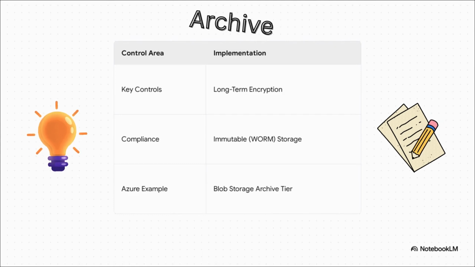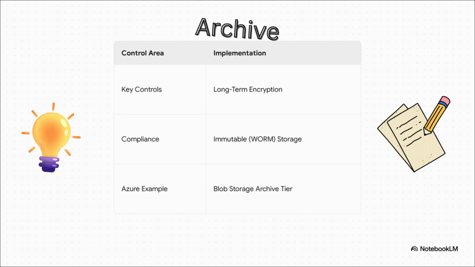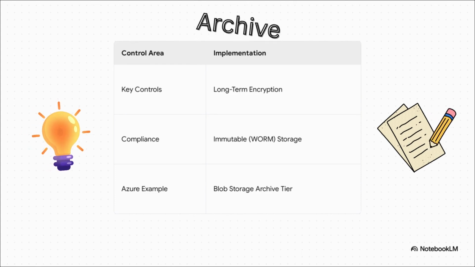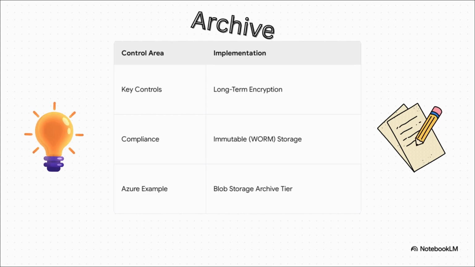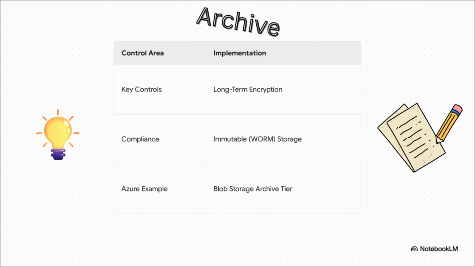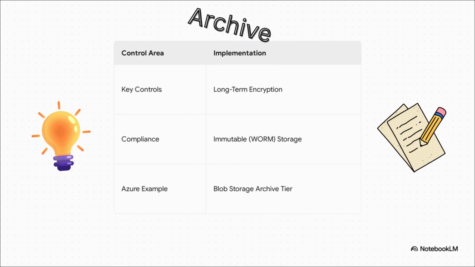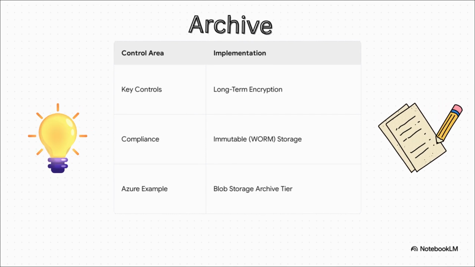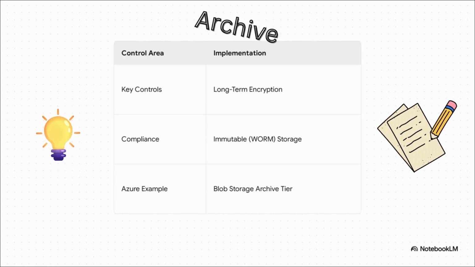So what happens when data isn't needed every day? It goes into the archive phase. This is all about long-term storage, usually for legal or compliance reasons, and the data often has to be unchangeable. We make that happen with something called WORM storage, which stands for write once, read many. And it's exactly what it sounds like. Once you write that data, it is locked down. Can't be touched, can't be changed until its time is up.